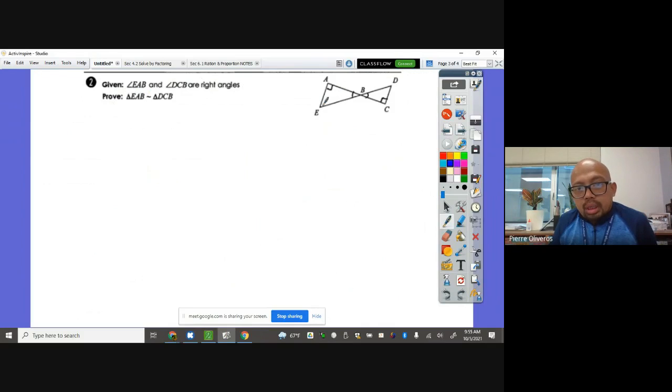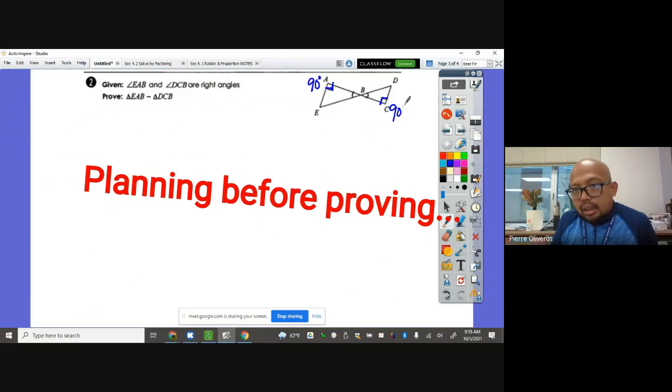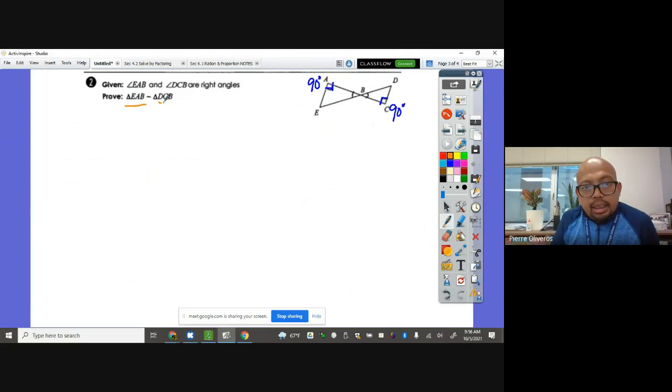Now the next one. Given angle EAB and angle DCB are right angles. Where are those? EAB is a right angle, and DCB. Those are right angles, so they measure 90 degrees, 90 degrees. And we're trying to prove that triangle EAB and triangle DCB are similar.